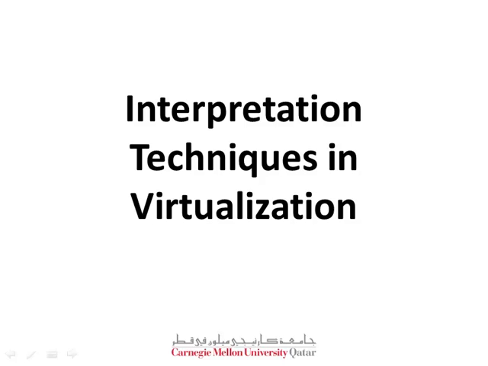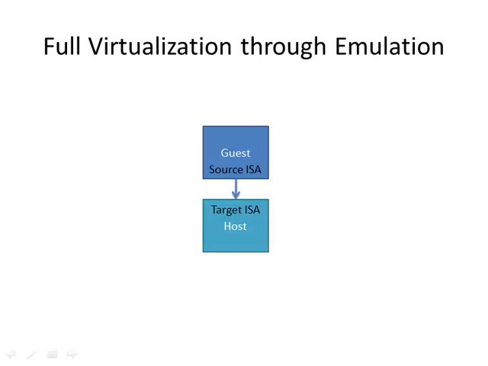In this video, we shall look at some of the techniques used in interpretation of instructions from a guest to a host in virtualization. In full virtualization, the source ISA of a guest system needs to be mapped to the target ISA of a host system. Even if the ISAs are the same, say Intel x86, the guest and host system may be in different states, and the virtualization software must keep track of the guest state and translate it to the host state.